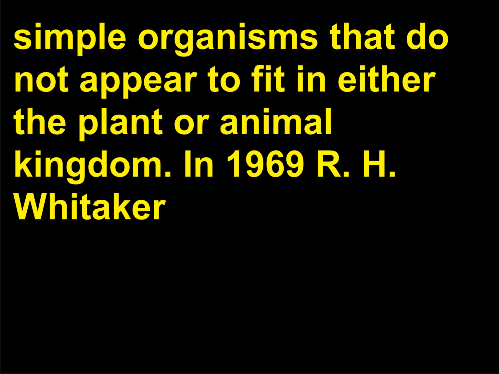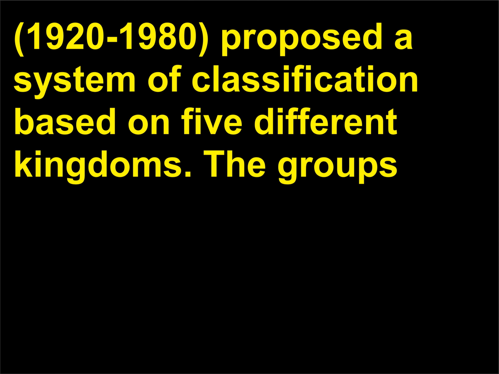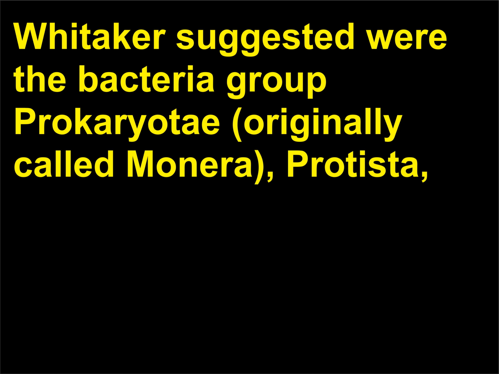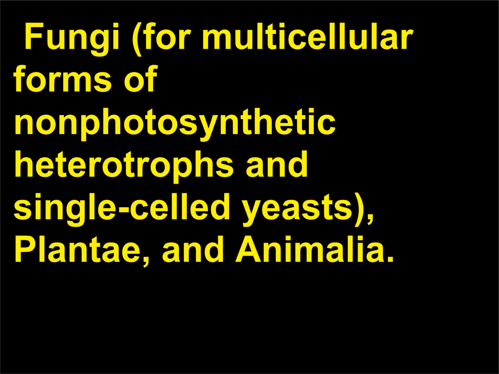In 1969, R. H. Whittaker, 1920 to 1980, proposed a system of classification based on 5 different kingdoms. The groups Whittaker suggested were the bacteria group Prokaryotae, originally called Monera; Protista; fungi, both multicellular forms of non-photosynthetic heterotrophs and single-celled yeasts; Plantae; and Animalia. This classification system is still widely accepted.